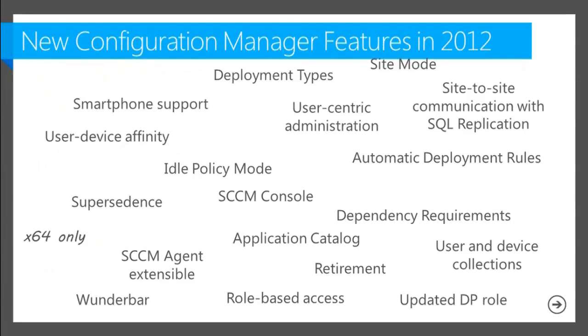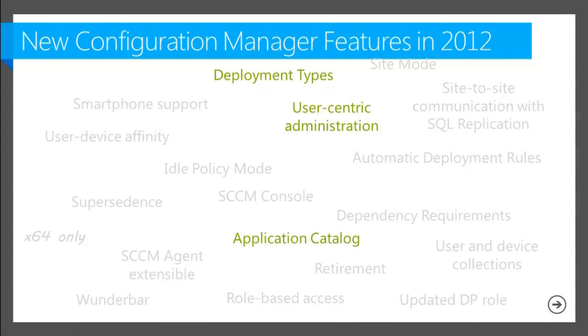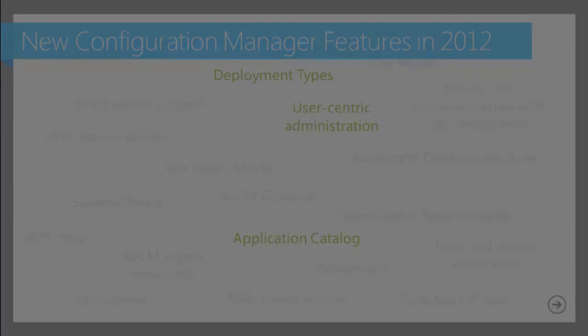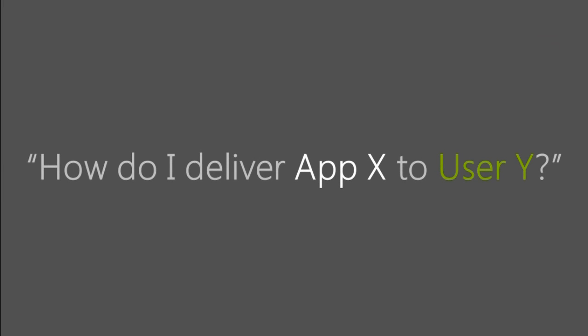So again, if you haven't looked at the new Configuration Manager 2012, there's a lot of new stuff in there. For the XenApp connector, we're focused on 3 of these features: deployment types, the user-centric administration, and the application catalog. And these features help you answer this question: how am I going to deliver a particular application to a particular user, and not just how am I going to do it on their office PC, but how am I going to do it regardless of where they're trying to access the application from and what device they're on.